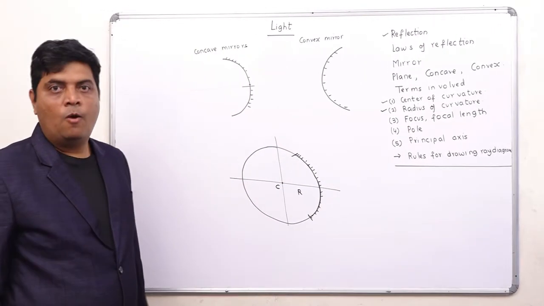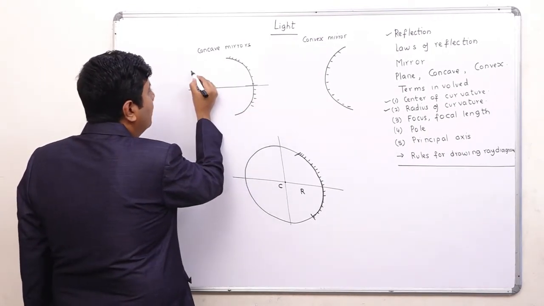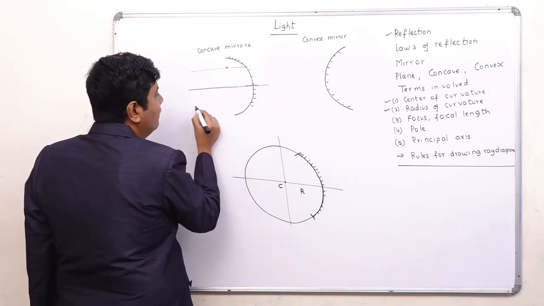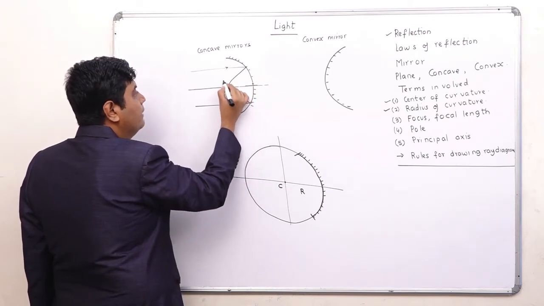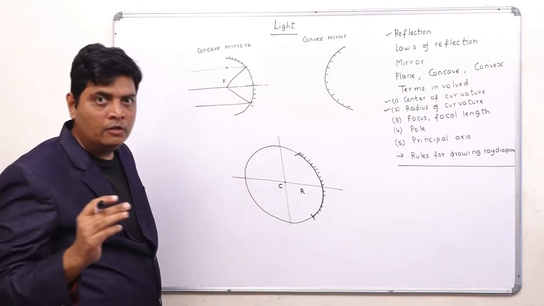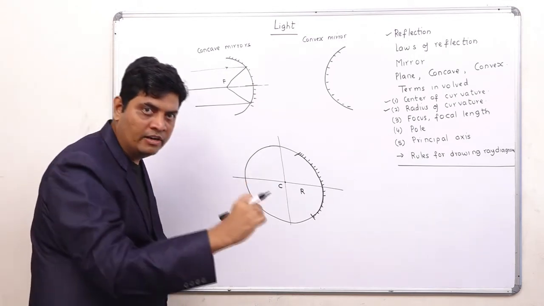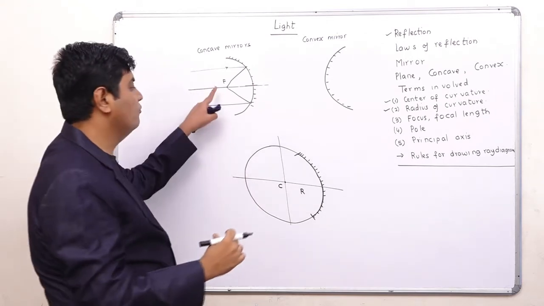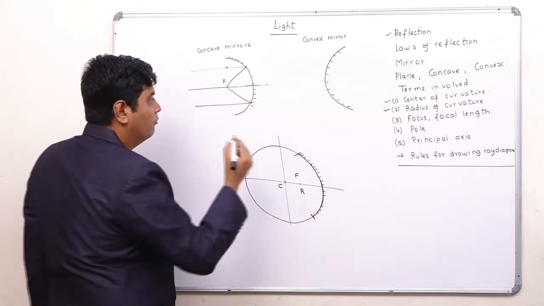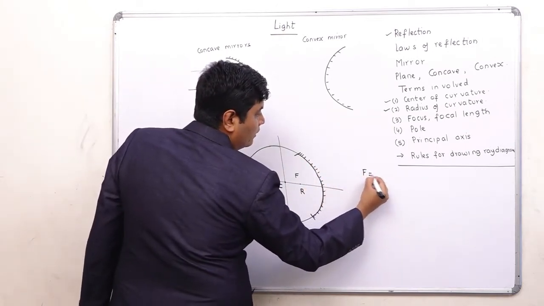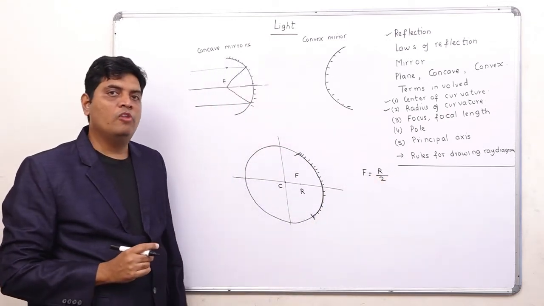Next is focus. What is focus? Whenever parallel rays of light fall on a concave mirror, they converge and meet at one point. That point where rays of light meet after reflection, after converging, is known as focus. So here it is the focus. Okay? And focus is equal to radius of curvature divided by 2.